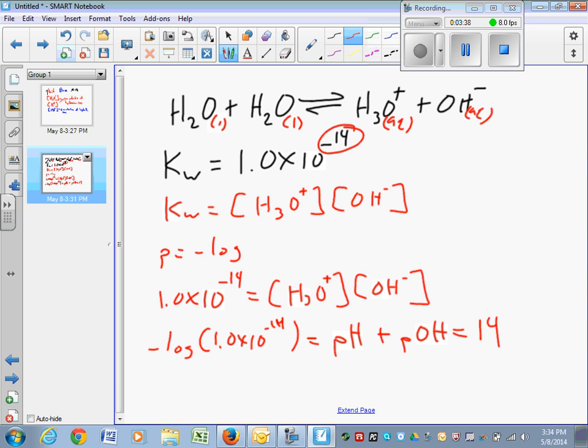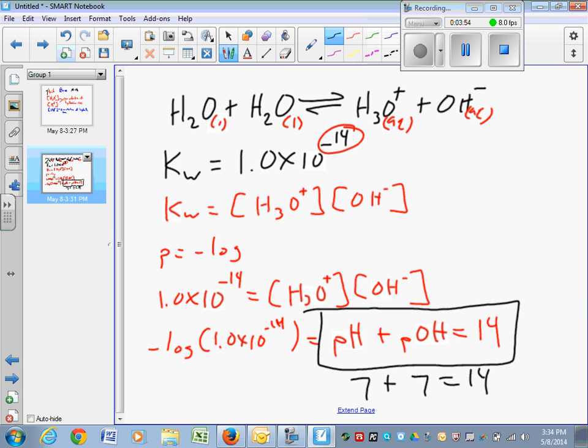So this is an equation that I need you to remember. pH plus pOH is always going to add up to 14. Okay? When it's neutral, the hydronium and hydroxide are equal to each other and balanced out, that means a pH of 7 plus a pOH of 7 equals 14. That is why 7 is neutral on the pH scale.